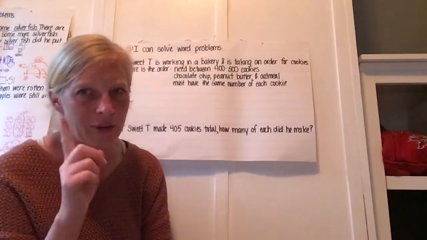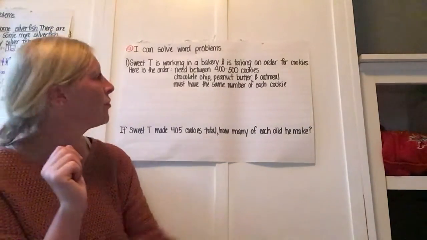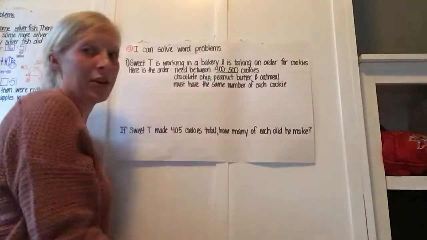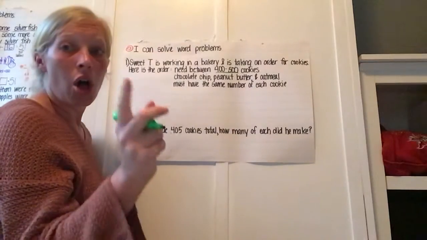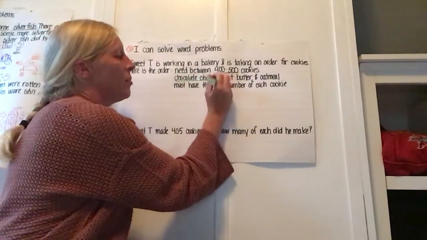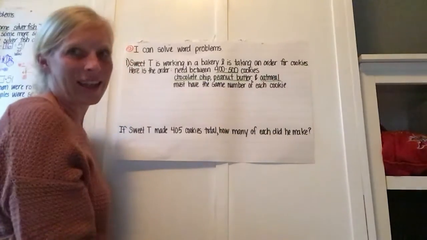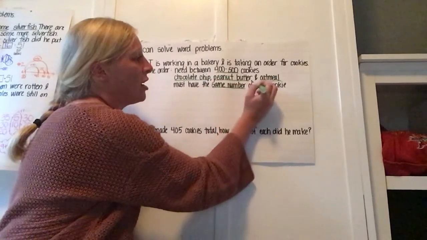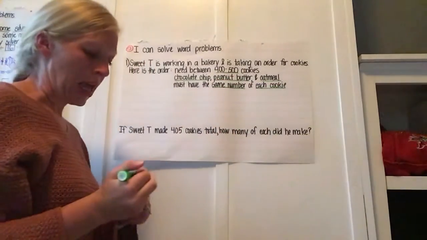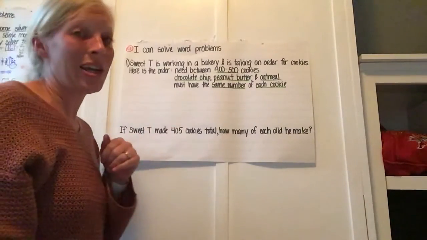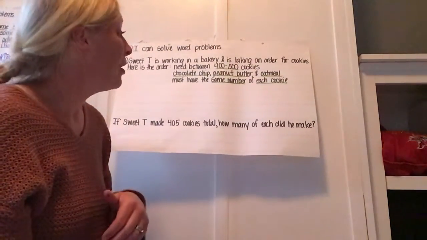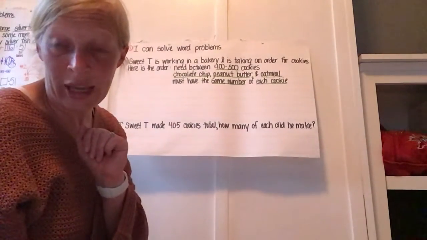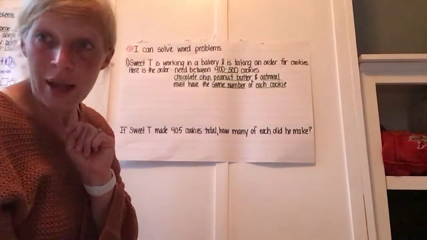Now say that with me, second grade. Ready? What are the rules? What is the order? We need to have between 400 and 500 cookies. All three flavors, chocolate chip, peanut butter, and oatmeal. The same number of each cookie. So can I have like 100 chocolate chip, 200 peanut butter, and then like, I don't know, 150 oatmeal? No, I cannot. They have to be the same number.